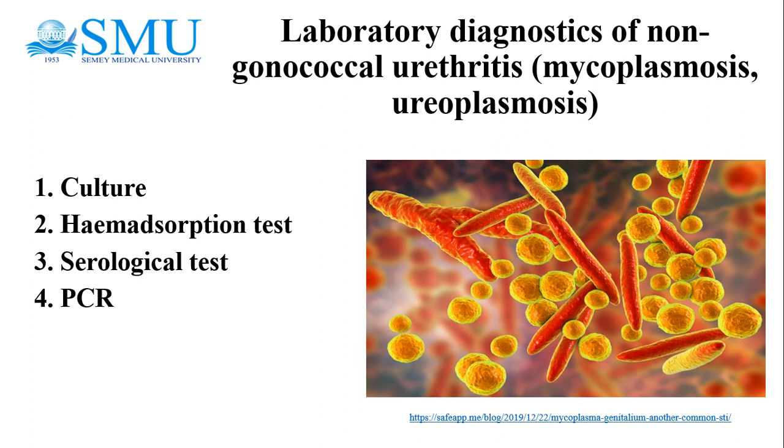Complement fixing antibodies appear 10 days after infection with the organisms and reach peak titer after 6 weeks. Such results are obtained in about 80% of cases. And we use enzyme-linked immunosorbent assay. Immunoglobulin G ELISA is the most frequently used test. It is used to detect specific immunoglobulin M antibodies in the patient serum.